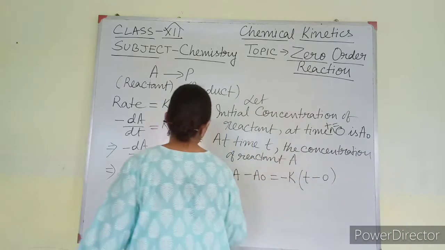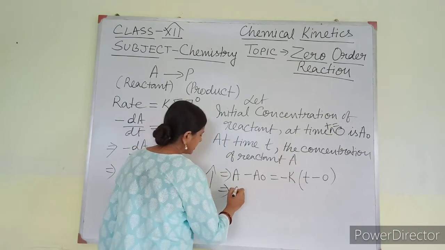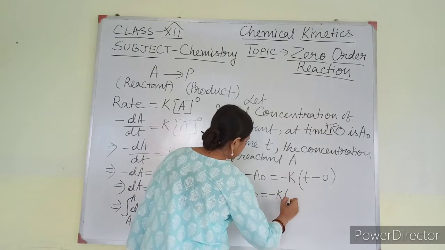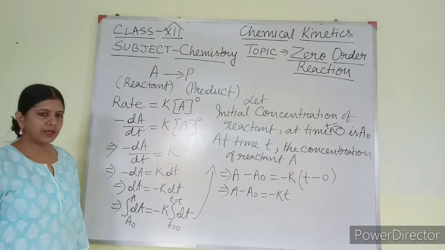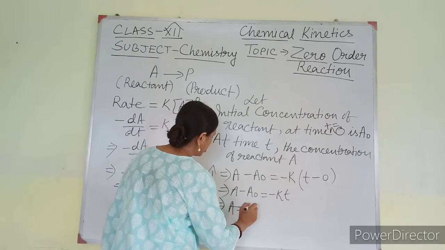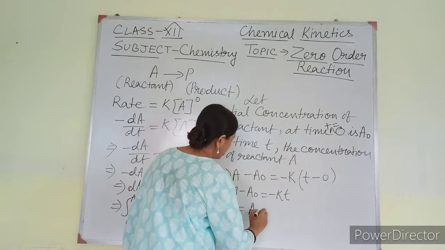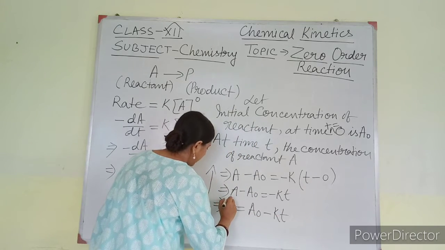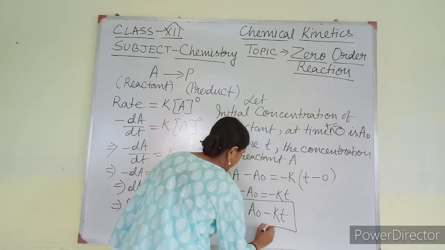So what am I going to get? I get A minus A0 equal to minus kt. Now I can write A equal to A0 minus kt. This is my final equation.